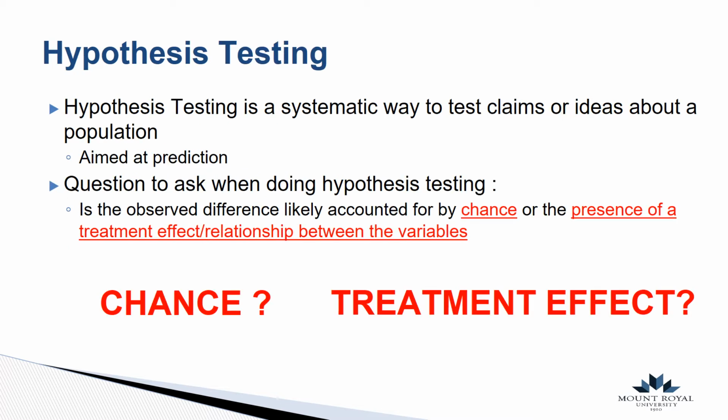Hypothesis testing is a systematic way for us to test claims or ideas about a population. Hypothesis testing is aimed at prediction. The question for the researcher to ask when doing hypothesis testing is: is the observed difference that we find likely accounted for by chance, or by the presence of a treatment effect relationship between the variables?